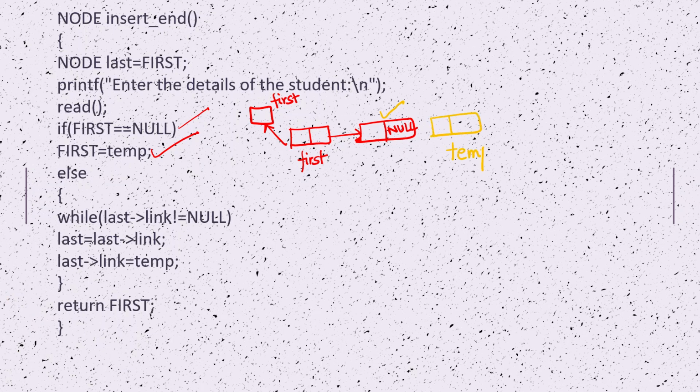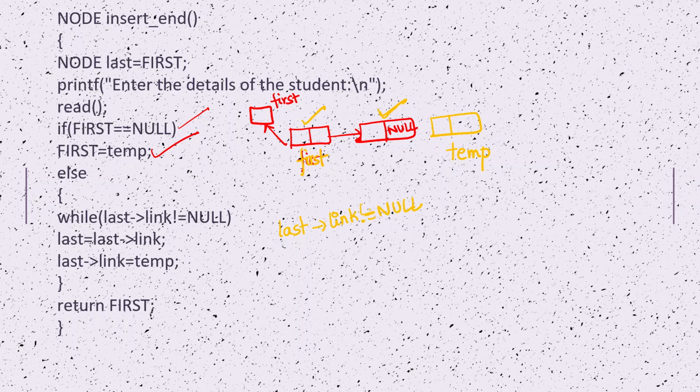Then insert the temp over here. But right now I only have first. So how do I take the control from this node to this node and then insert another node? So I have this function. When last of link is not equal to null. Now, last of link is not equal to null.